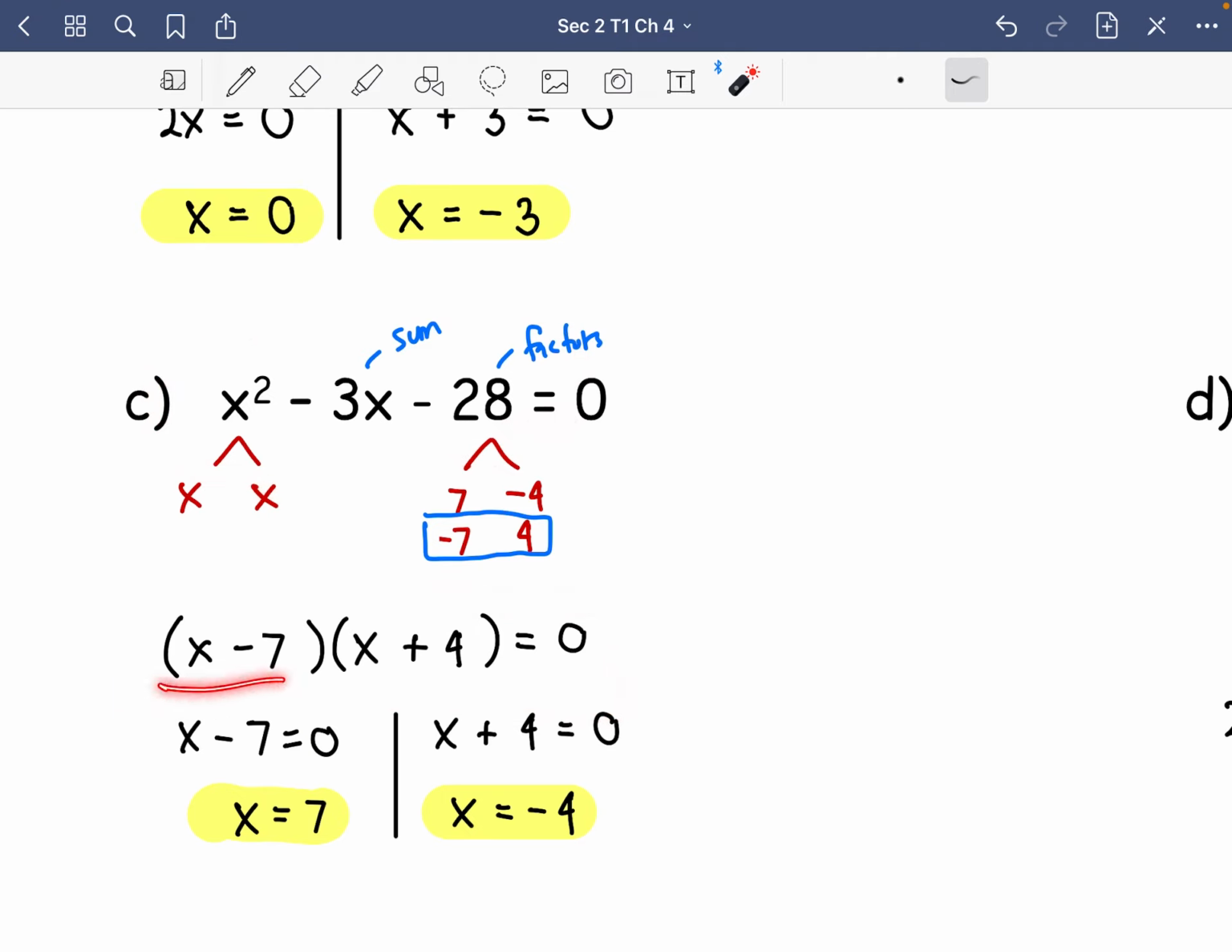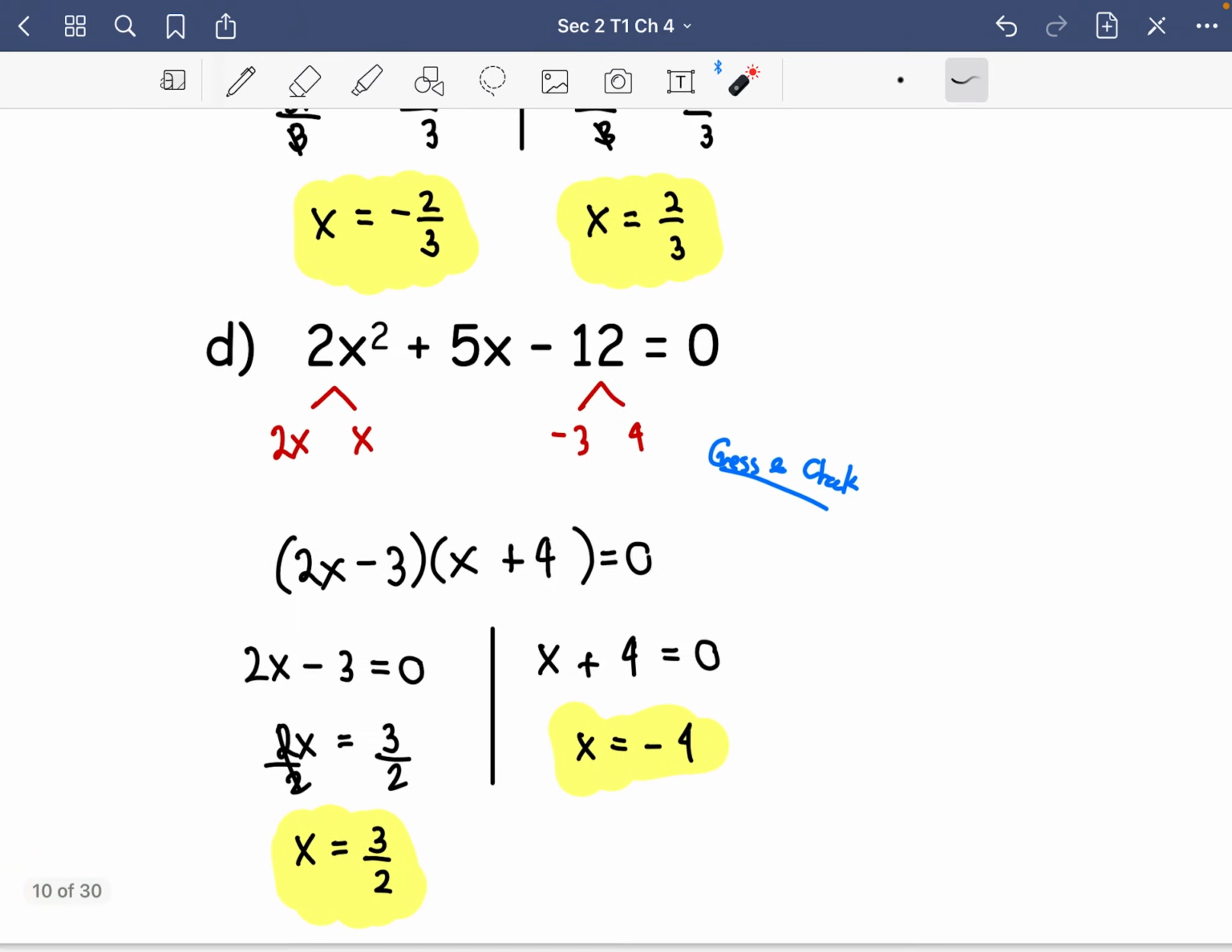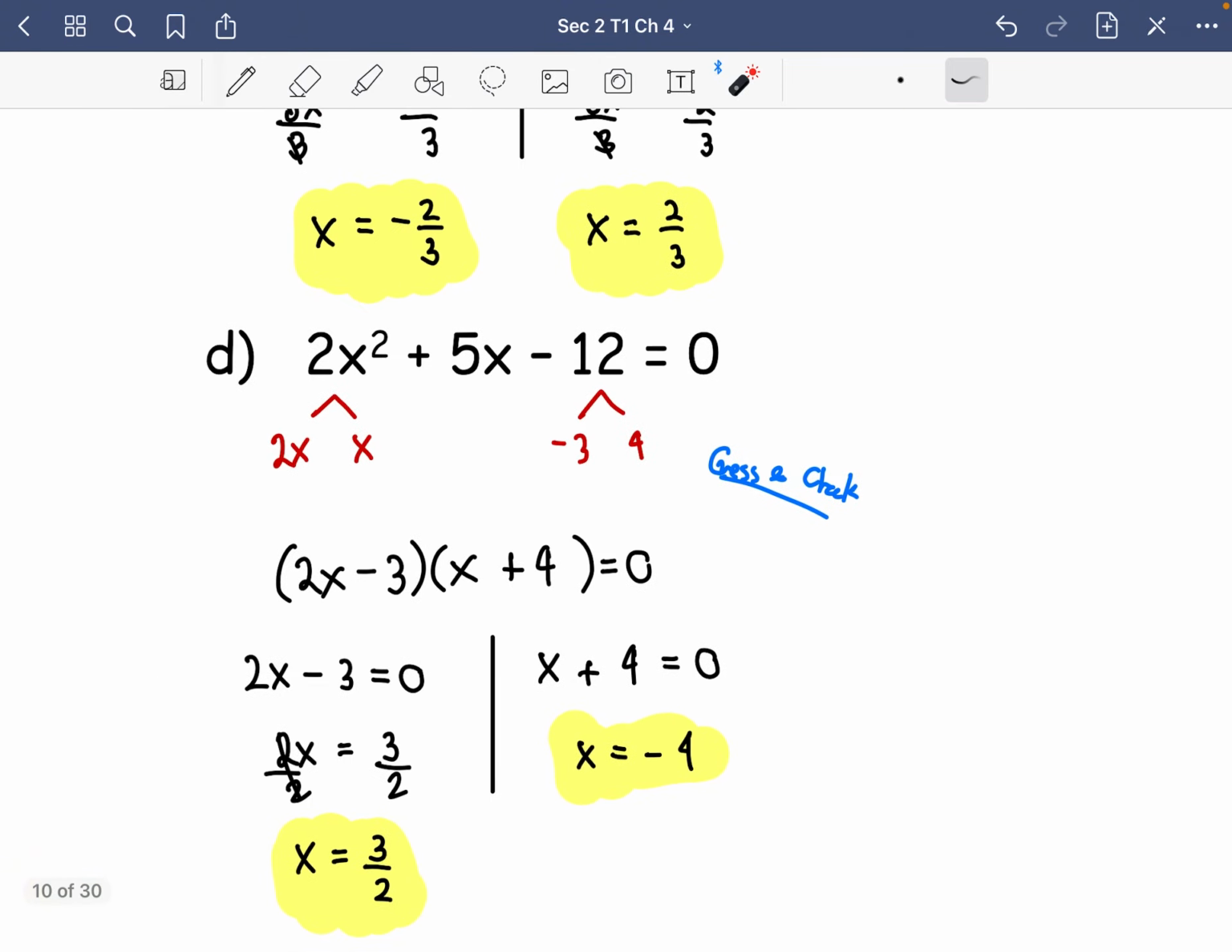So equate both factors to 0. x minus 7 equals 0, and then x plus 4 equals 0. So the values of x are 7 or negative 4. That's it. And then lastly, for our last example, let's have 2x squared plus 5x minus 12 equals 0.